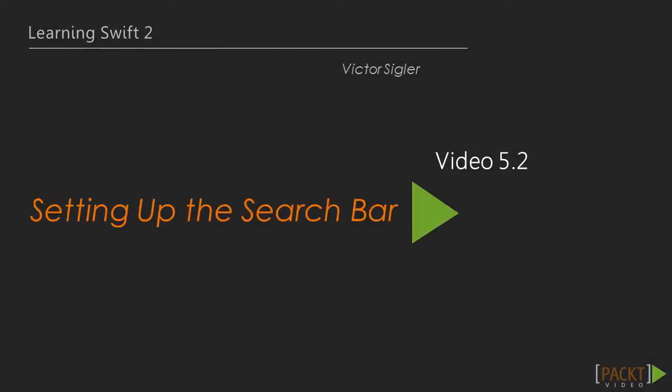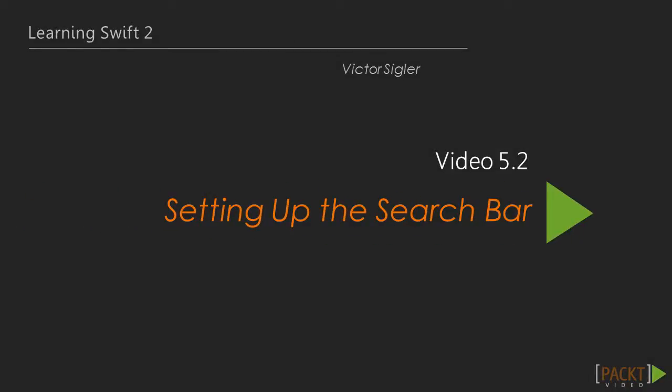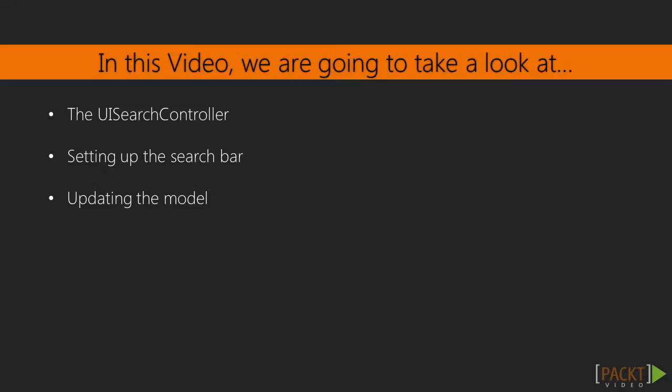In the previous video, we looked at UITableViewController. In this video, we're going to take a look at how to use the new UISearchController to make a search bar in the header of the SearchTableViewController that we made in the previous video. And finally, we're going to update our model to create a new initializer that receives the JSON and returns a photo instance.